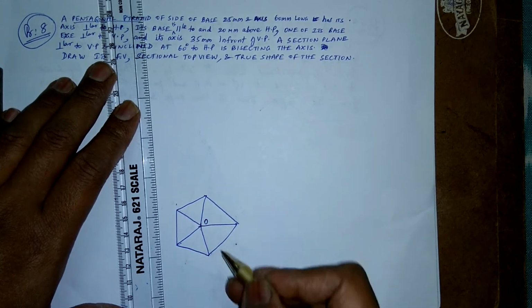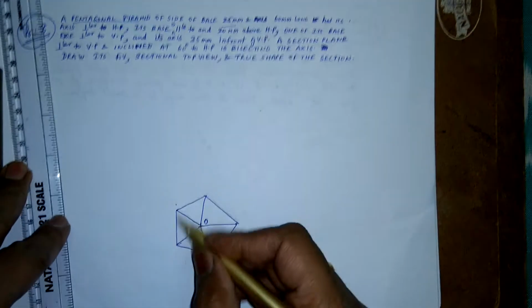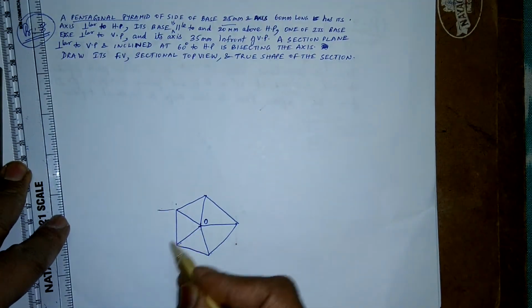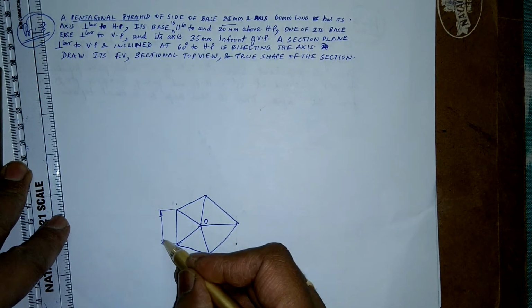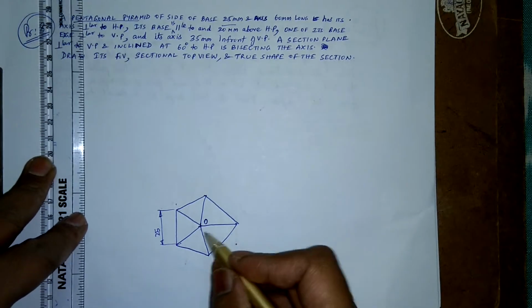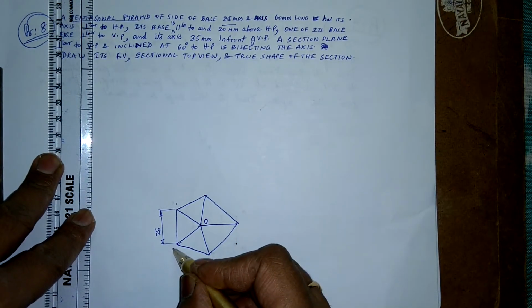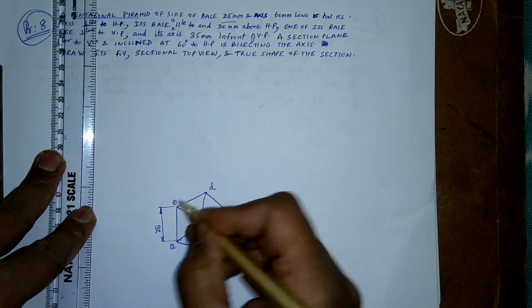Alright, so here the side is given as 25, so this side is 25, so you can mark this as 25 mm. This is the center of the base. I'll name this as A, B, C, D and E. This is the top view.